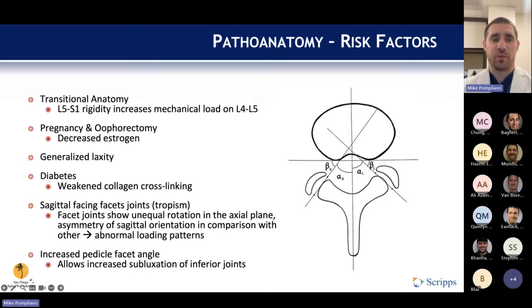As far as risk factors for the disease, one risk factor is transitional anatomy, which increases the rigidity at L5 to S1, causes increased mechanical loading on L4 to L5. Also, pregnancy and oophorectomy can cause the disease. It's believed to be related to a transient or permanent decreased estrogen load, although the exact cause is unknown. Generalized ligamentous laxity, diabetes, which weaken the collagen cross-linking, and then the 2 big ones that play a role in our patients are sagittal facing facet joints, which is asymmetry between the left and right, as well as an increased pedicle facet angle, which allows for increased subluxation of the inferior facet joints.